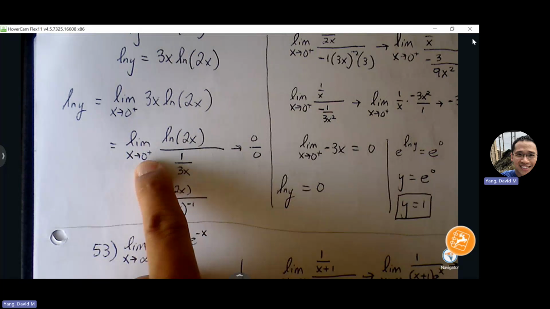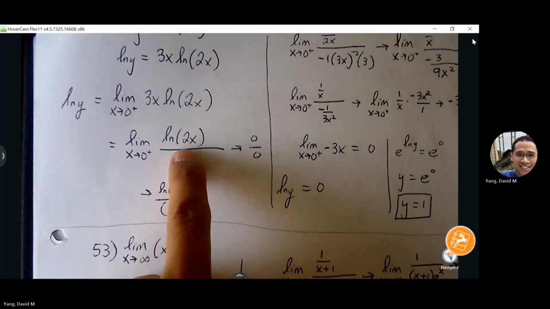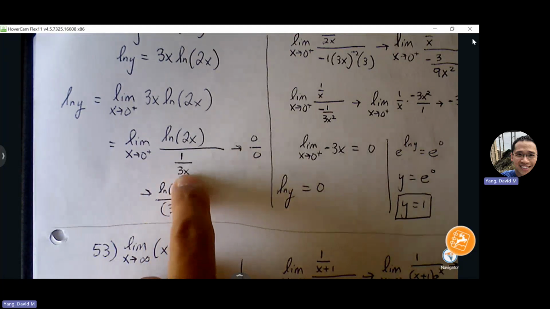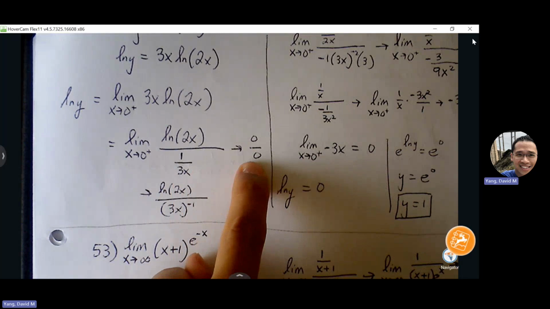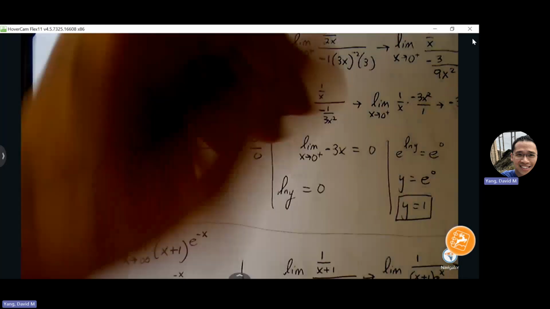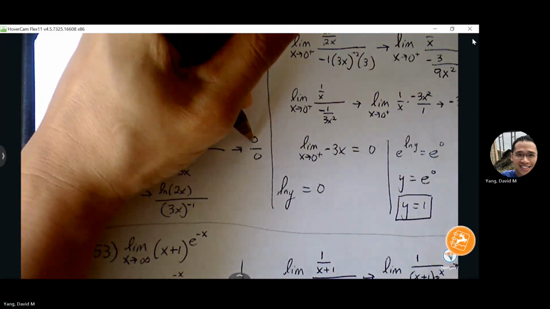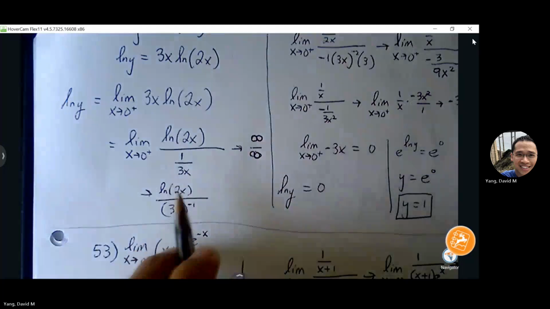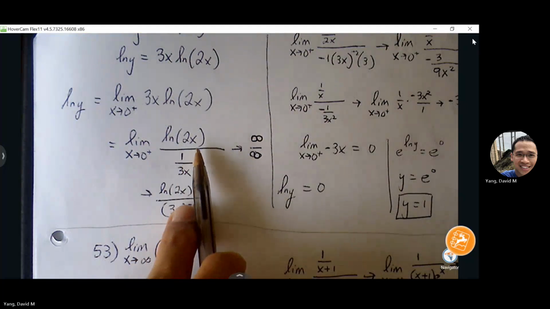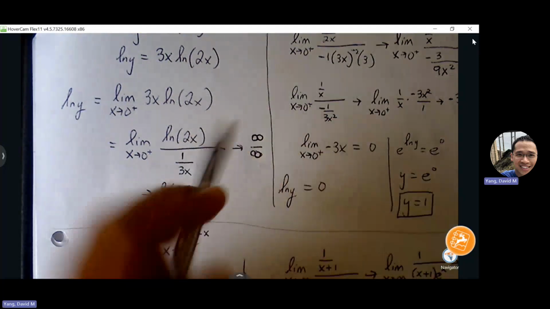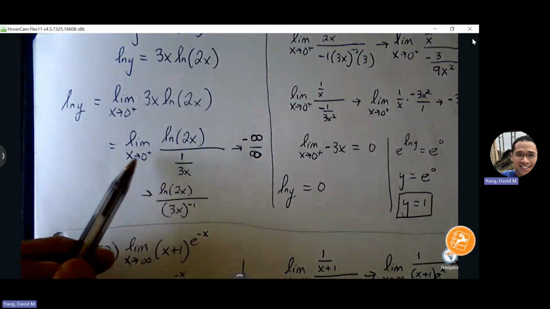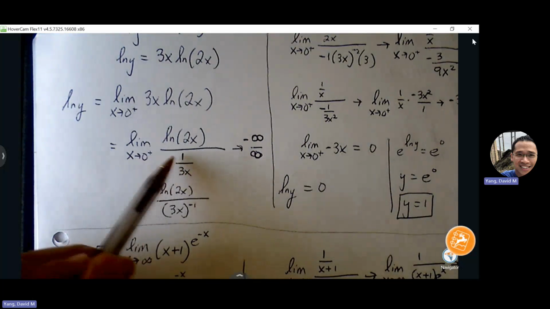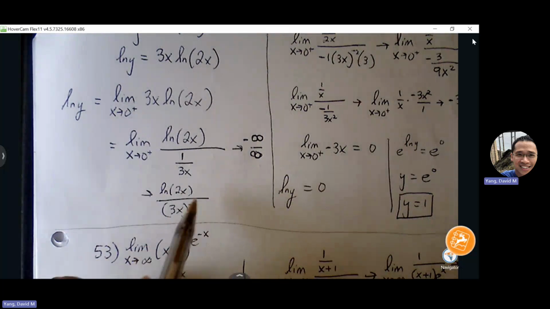So here, if I plug in 0 from the right, sorry, this is not actually 0 over 0. This is actually going to be infinity over infinity. Right, so this will give me a negative infinity. This will give me 1 over a really small number, which is really large. So this is indeterminate form, which gives the green light to take the derivative.